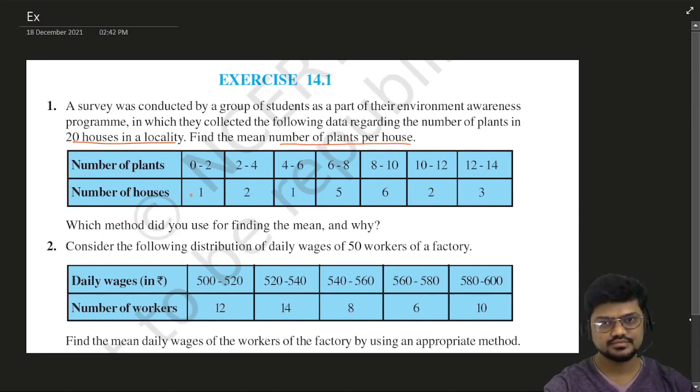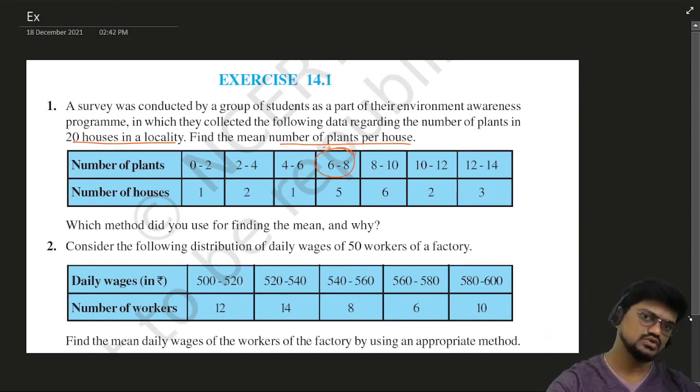Okay, so for the number of plants from 0 to 2, the number of houses was 1. For 2 to 4 plants, how many houses did they find? There were 2 houses. For 4 to 6 plants, there was only one house. For 6 to 8 plants, there were 5 houses.